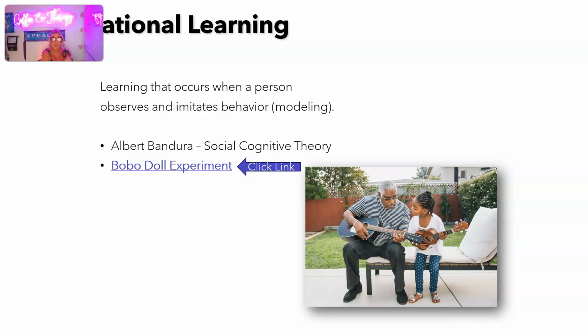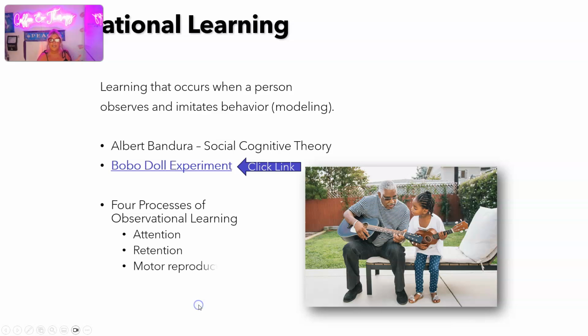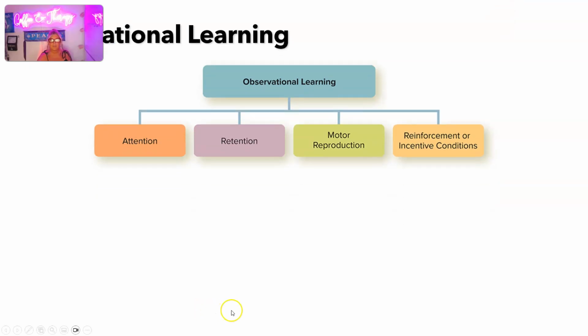Albert Bandura was the leading social cognitive theorist, and he came up with the Bobo doll experiment, so go ahead and click on that. Very interesting study. You will learn a lot about that if you continue and take a psych class in your bachelor level classes. It looks at 4 processes of observational learning: attention, retention, motor reproduction, and reinforcement.